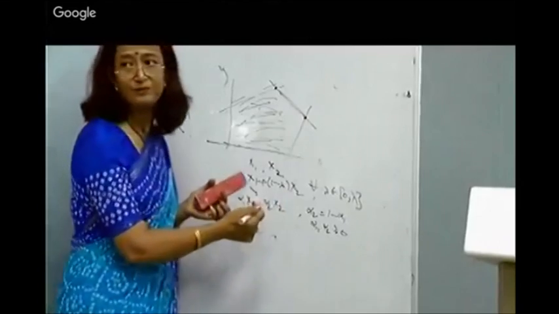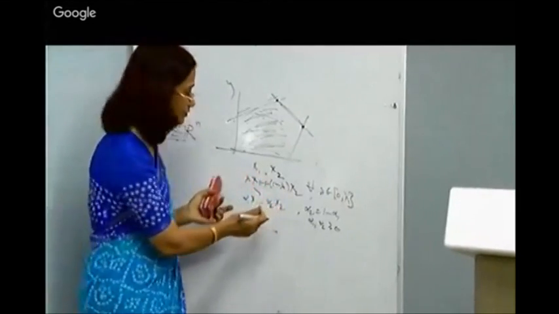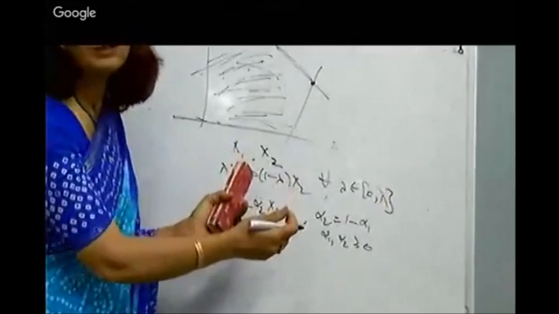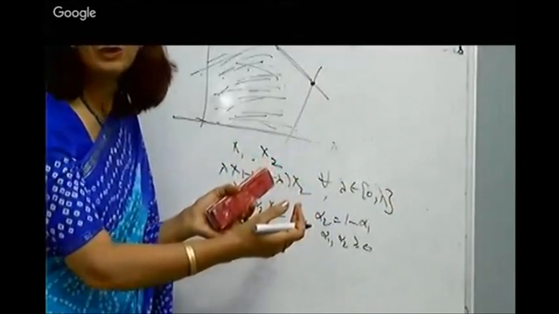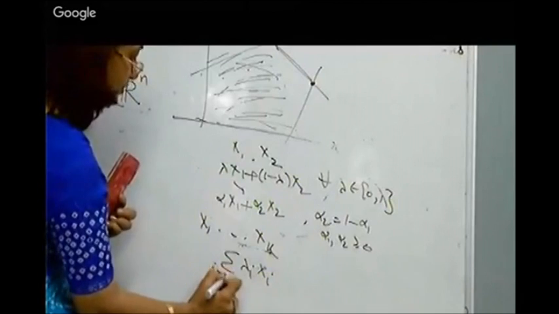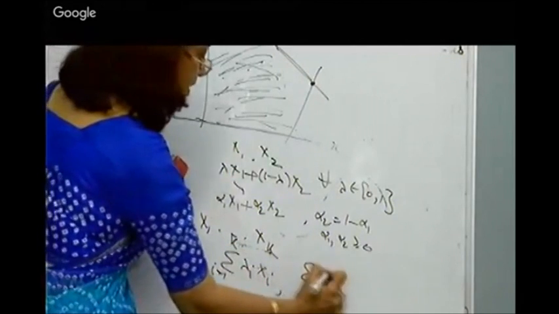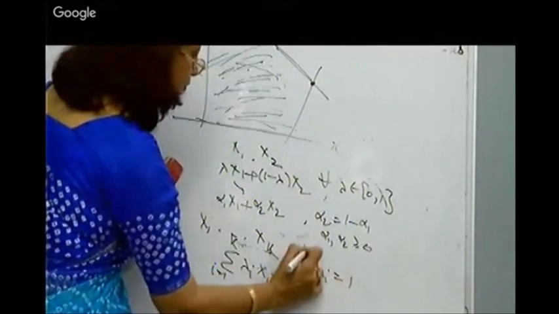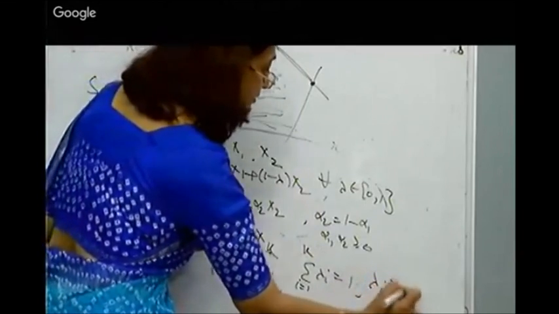If I want to generalize it, suppose I want to talk of such a combination of a finite number of points, more than 2, say k points, then what will be the convex combination of k points? That will be the sum of lambda i xi, i from 1 to k, where the sum of lambda i is 1, and each lambda i is non-negative. Same thing as this. So this is a convex combination, right?